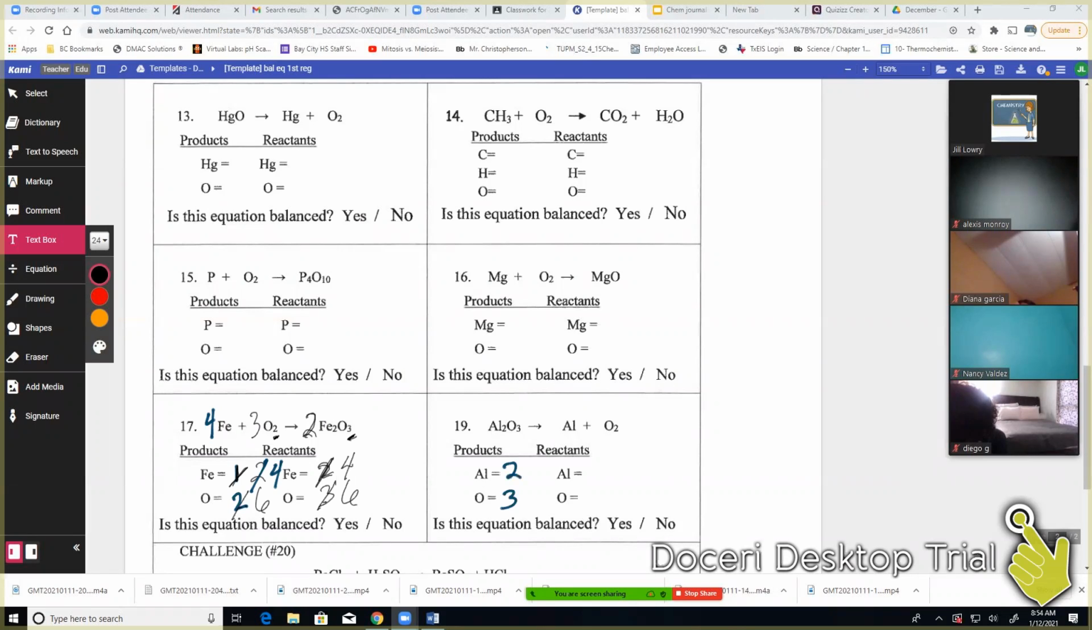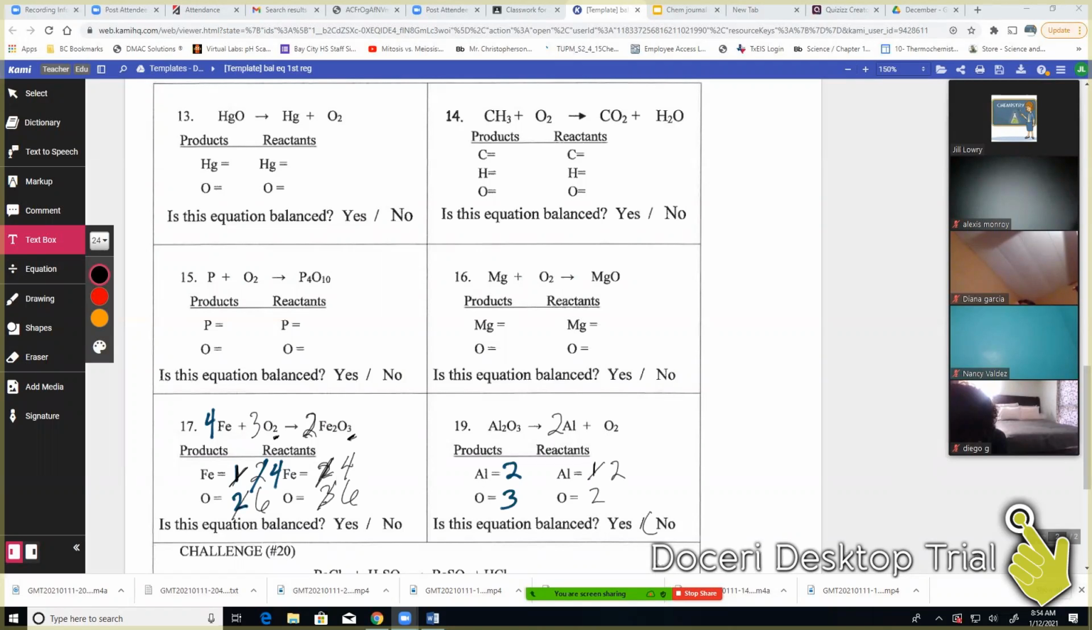I had 2 and 3. Over here, I had 1 and 2. So once again, I would just do my aluminum. 2 times 2, right? So I'm going to put a 2 here. And I keep forgetting to do this. It's going to be 2 times 2 is 4.